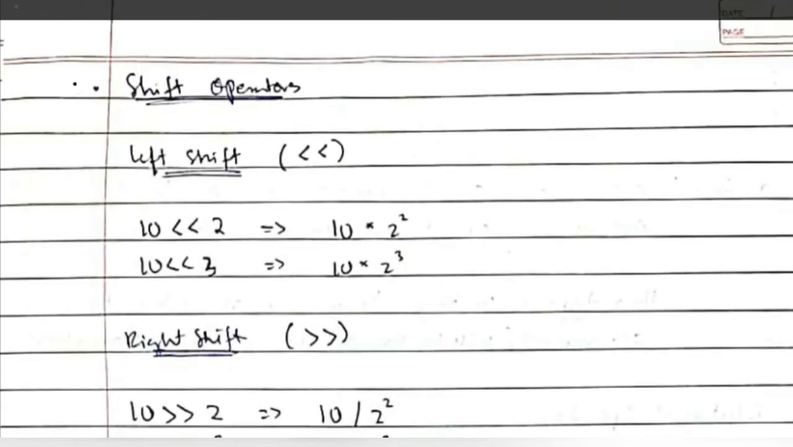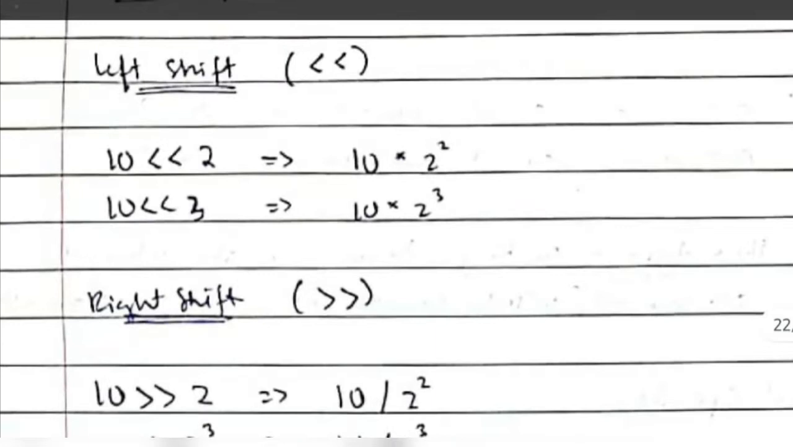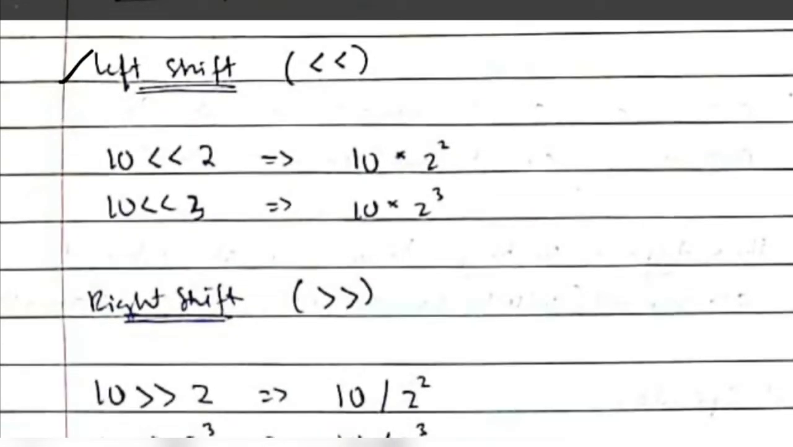Under the same topic we have shift operators also. That means we have to multiply or divide by 2, or powers of 2. We have two types. First one is left shift and second is right shift. Left shift is used for multiplication, and right shift is used for division.